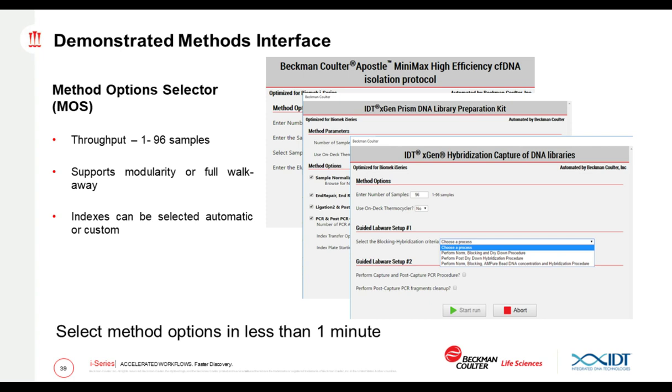The Method Option Selector, or MOS, is an interactive user interface written keeping the modular workflow in mind with all of the recommended start-stop points in the IFU. Here I'm showing the user interface for all the three applications. For extraction, the user can choose number of samples, input volume, elution volume, etc. The Prism library prep kit has sample number input, on-deck or off-deck thermocycling, on-deck normalization, and all the sections of the library prep. The method can be run as full walkaway or modular on i7.